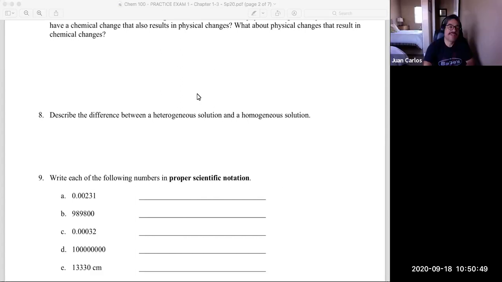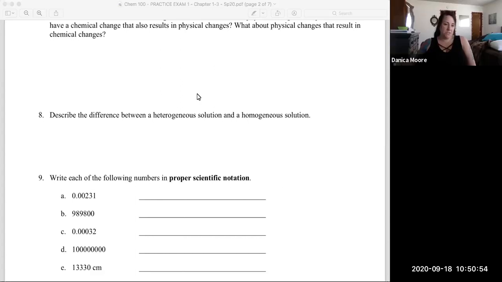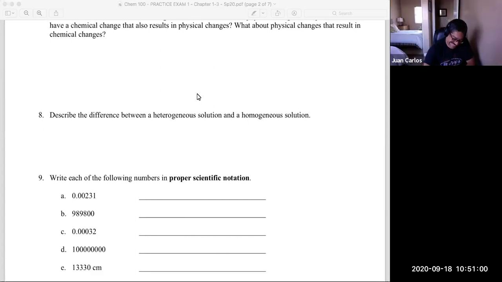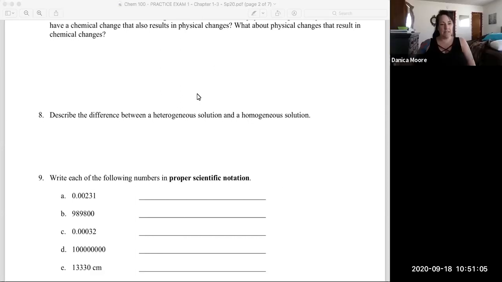So would that be also a solution? It would, but we haven't really talked about solutions yet. Okay. So that's like chapter a million years from now. Chapter 9. So, but does that help, guys?